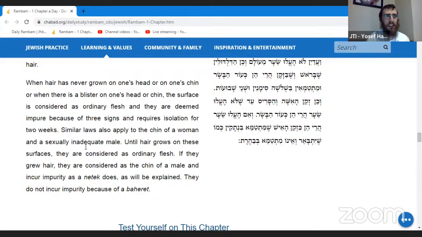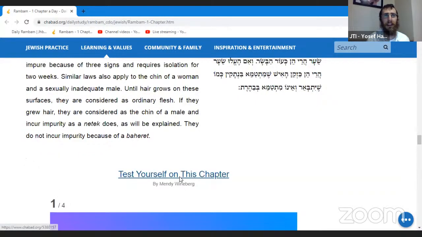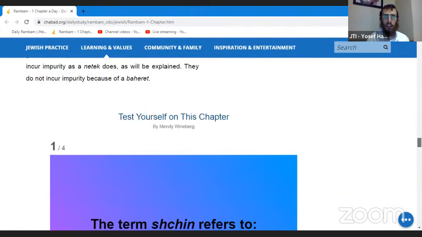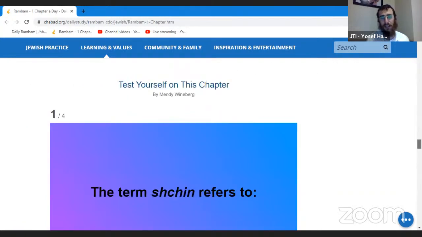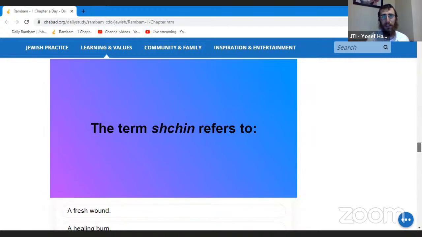Until hair grows on these surfaces, they are considered as ordinary flesh. If they grew hair, they are considered as the chin of a male and do incur impurity as a netek does, as will be explained, meaning areas that usually have hair that right now don't. They do not incur impurity because of a baheres, because they are an area where skin grows, which are charged differently. And now it's time for the quiz.